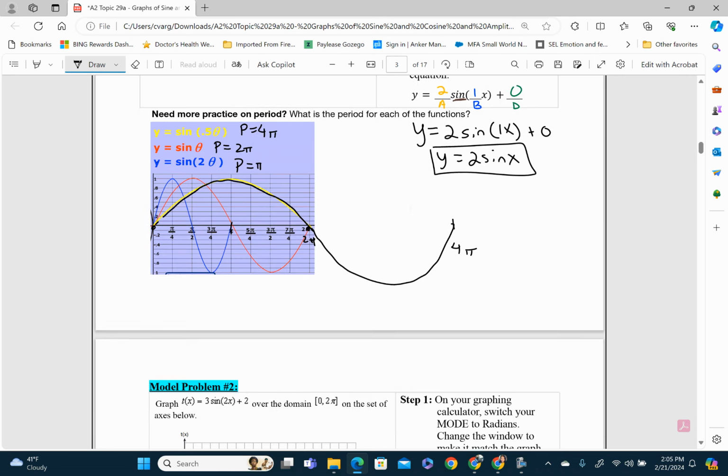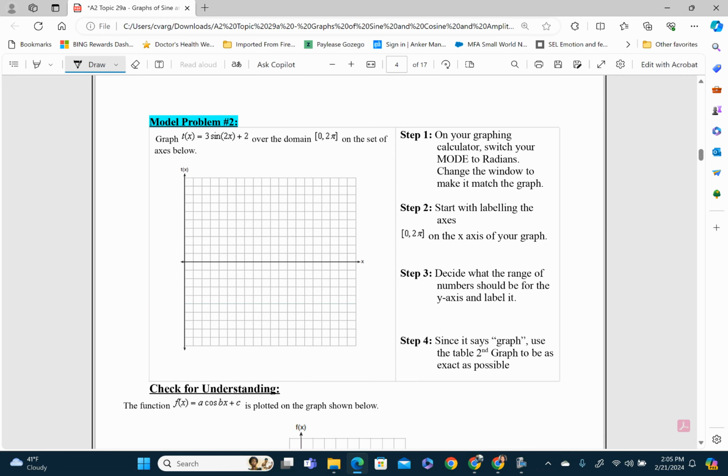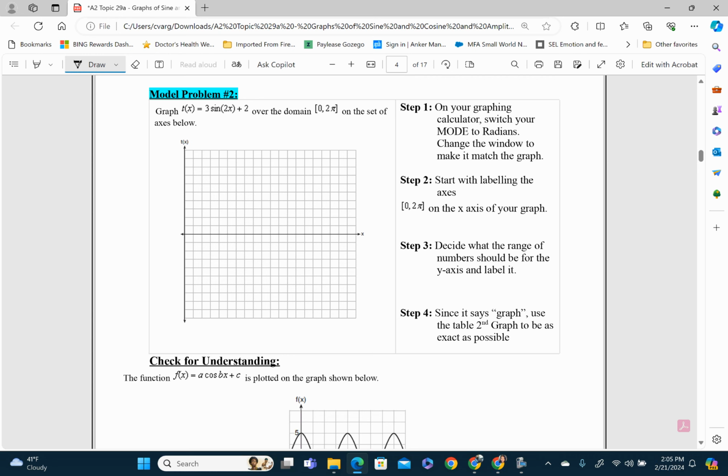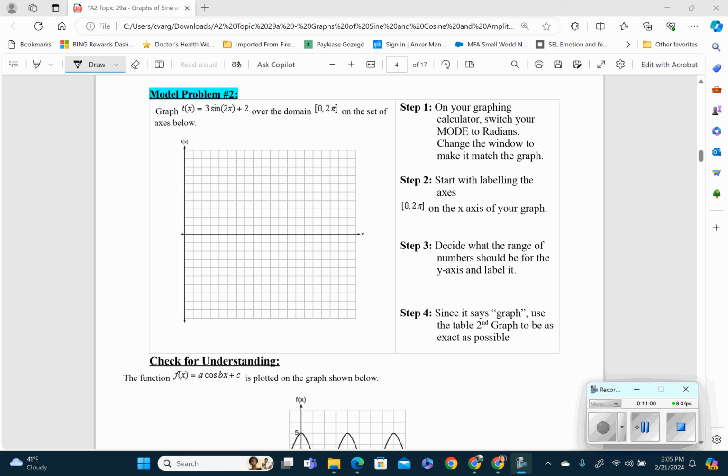All right. So this is a little bit more practice. All right. So model problem number 2, we're going to take this and we're going to graph it over a domain from 0 to 2 pi. We have our handy dandy calculator. I know this part of the lesson is going to be a little bit longer.